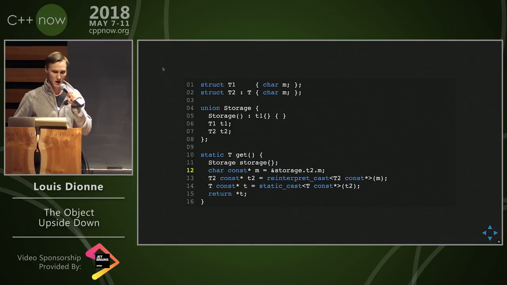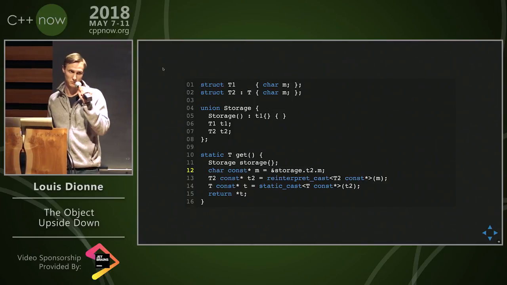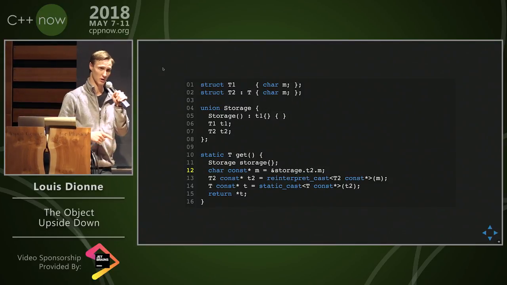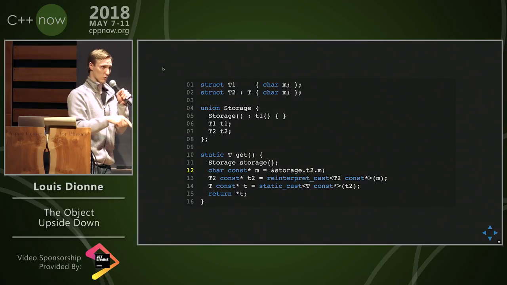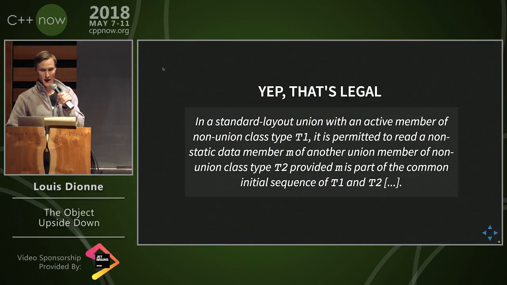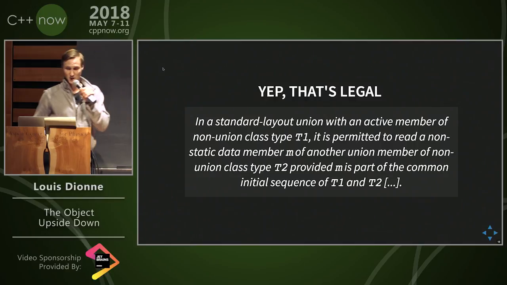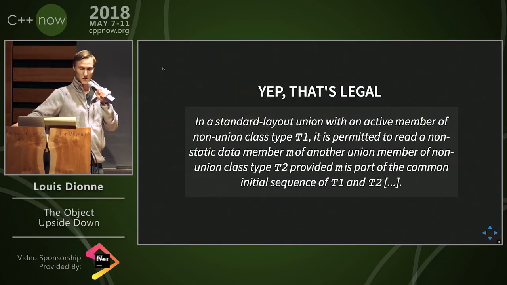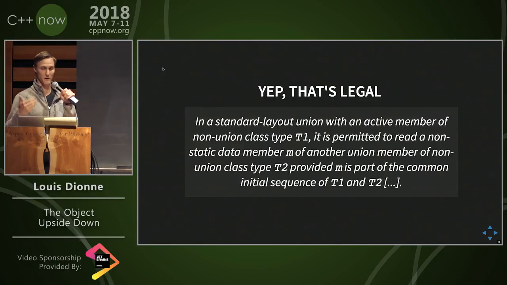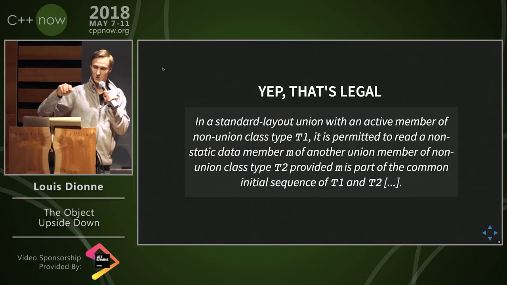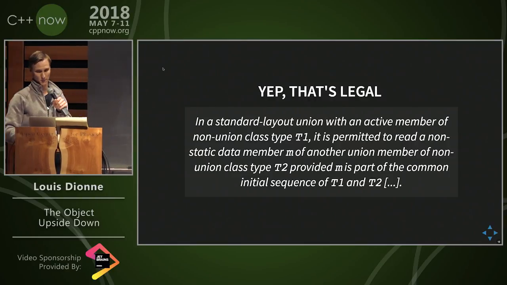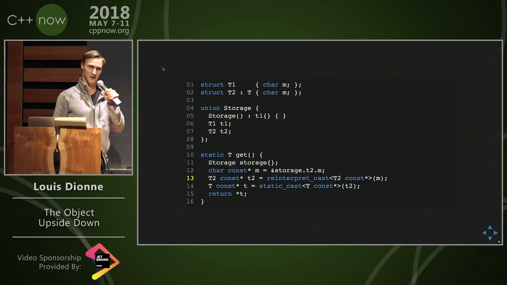Second step, I get M through T2. And that's legal. Here's why. Even though T2 is not the active element in my union, I still can get M through T2. It's legal because in a standard layout union with an active member of non-union class type T1, you can actually read a member through another member of the union, so long as the member you're reading is part of the common initial sequence. So you can do that. And yeah, not a pretty place, huh?